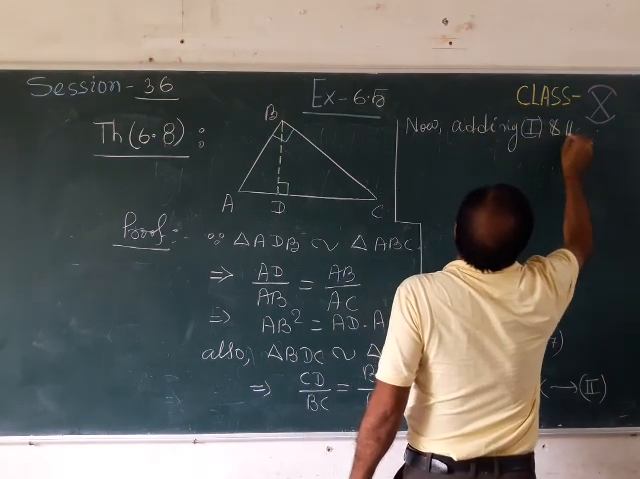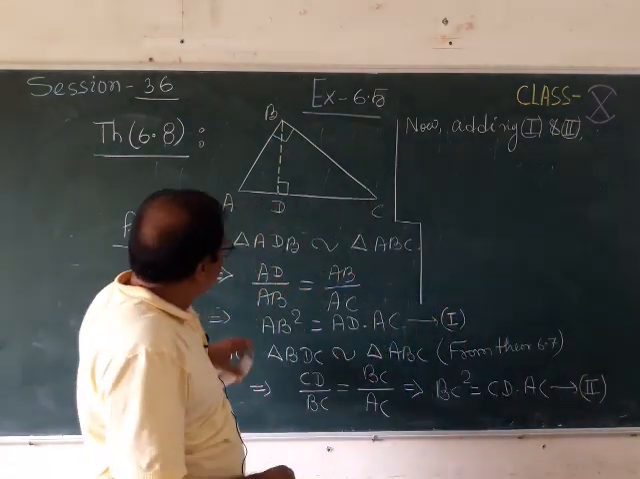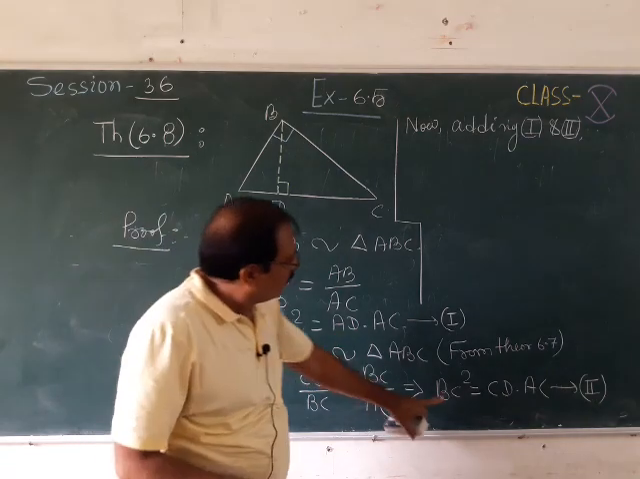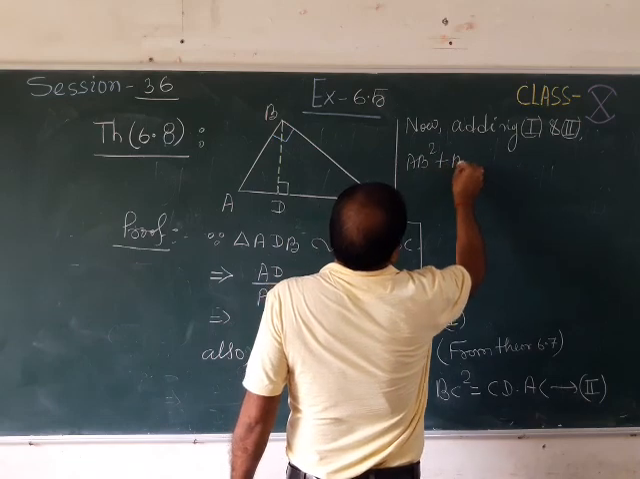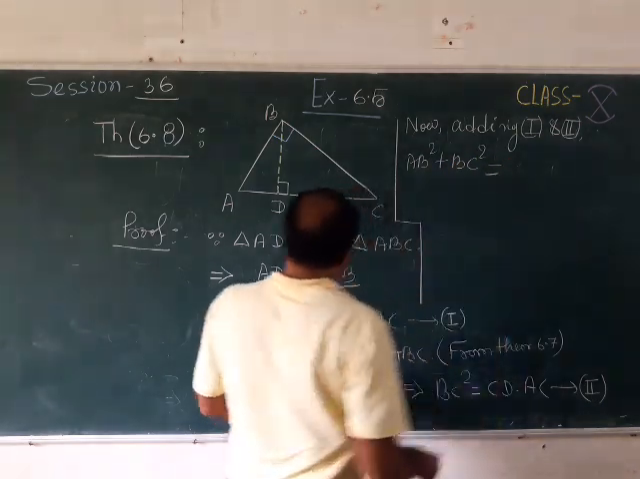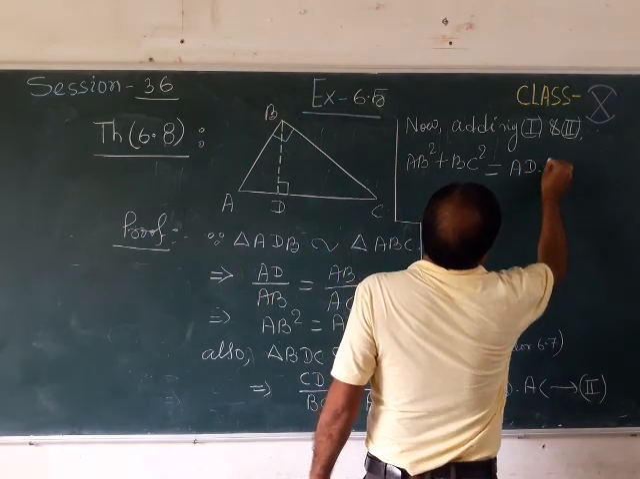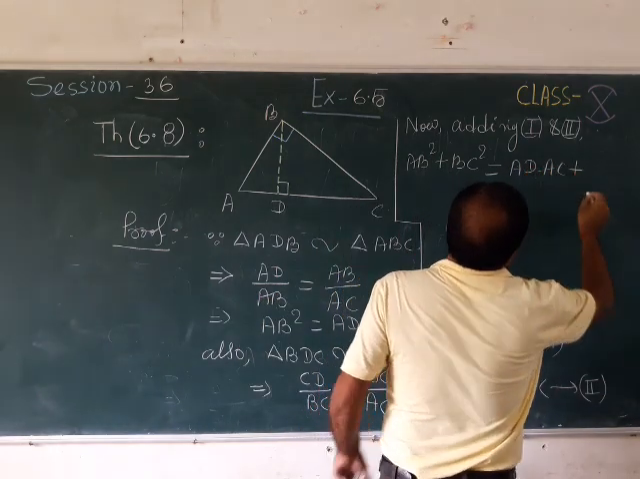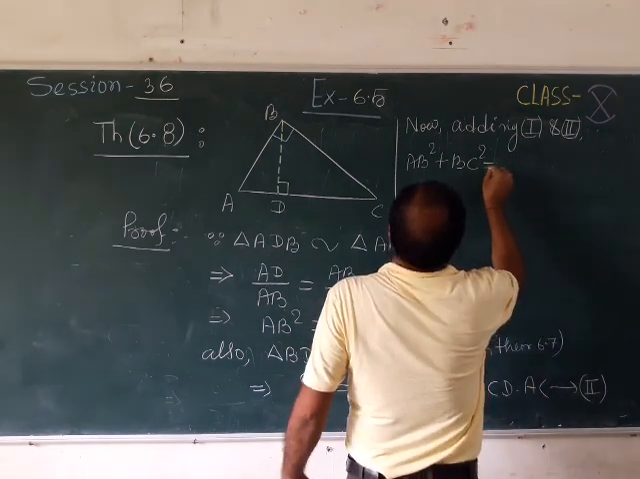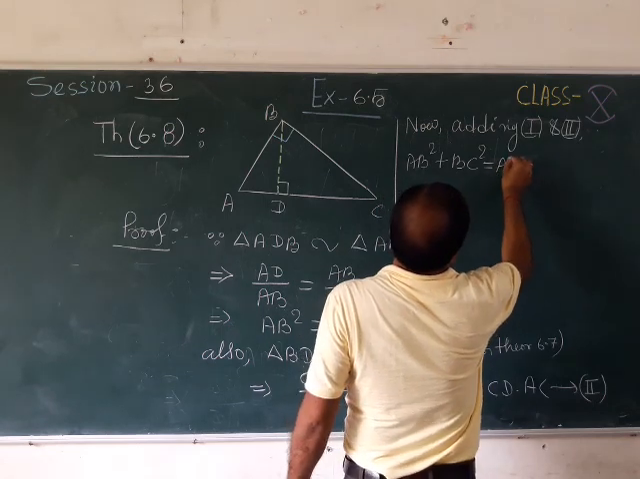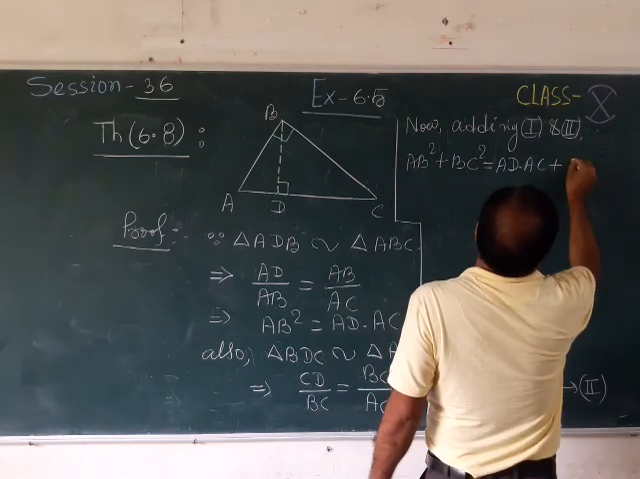If I add first and second, in first you can see AB square and here it is BC square. So I can write AB square plus BC square is equal to, on the right side, AD into AC, I am writing AD into AC, and plus, wait, you will not be able to see. Here I am writing AD into AC plus CD into AC.